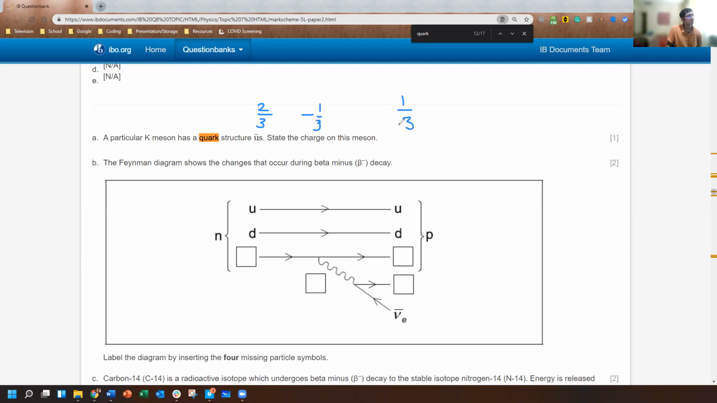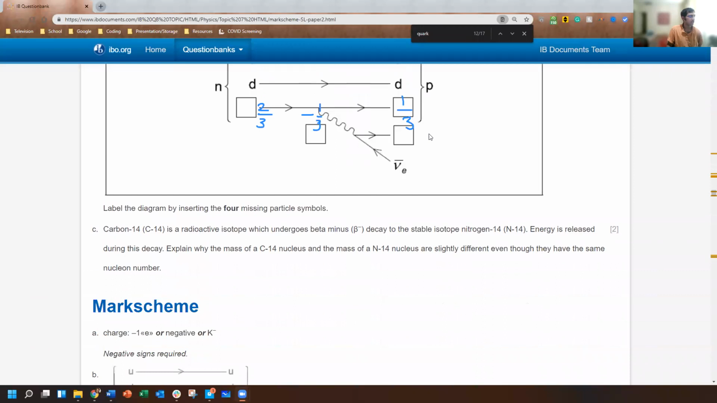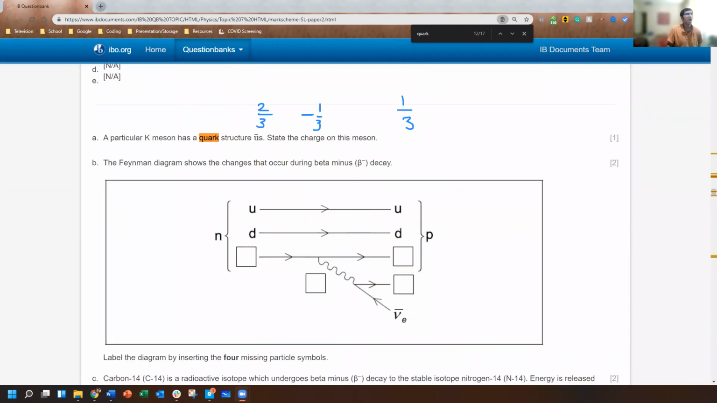Can a meson have 1/3 charge though? Let me check. It's -1. That's wrong. Why is that? Oh, I think I misunderstood this. So anti-up, okay, that's right. Anti-particles have the opposite numbers.